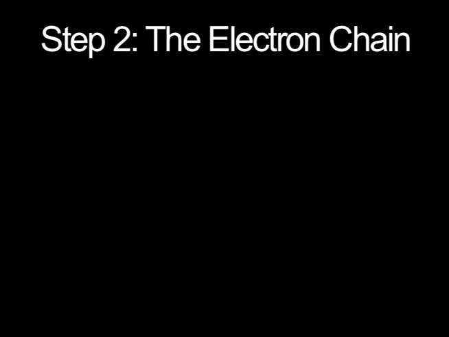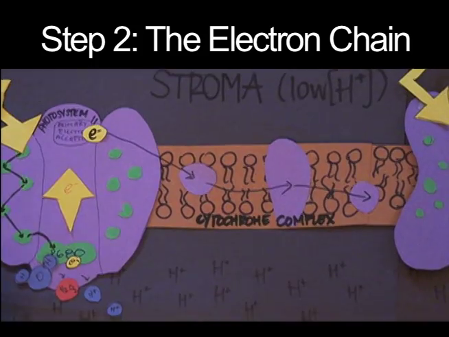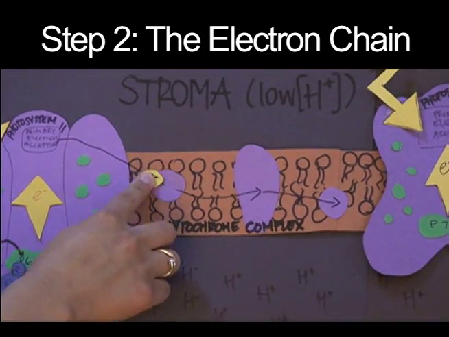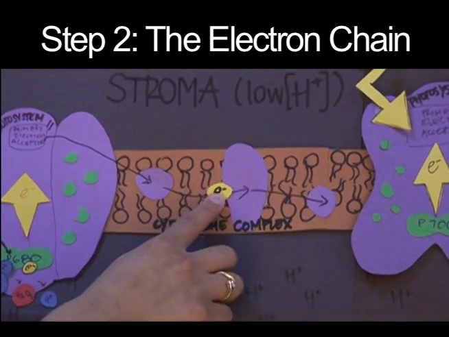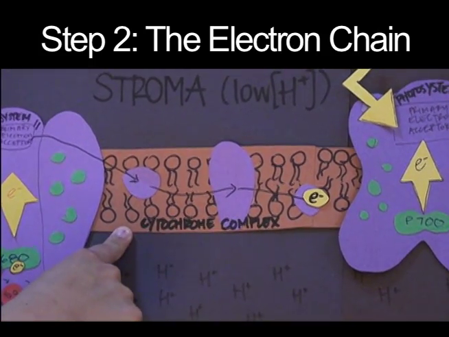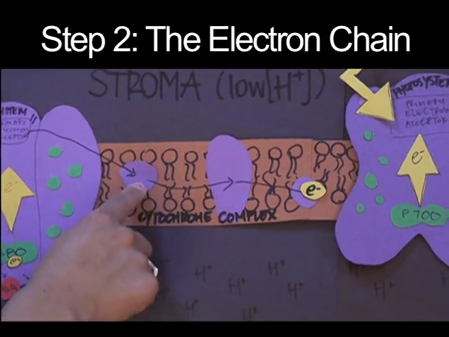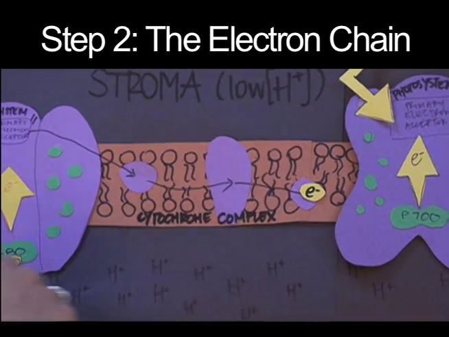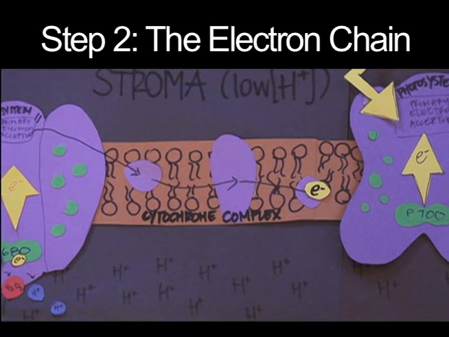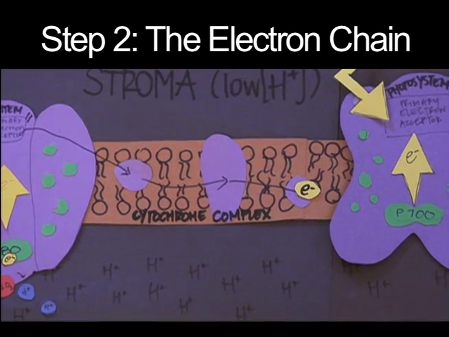Step 2. The electron chain. Each photoexcited electron passes from photosystem 2 to photosystem 1 via an electron transport chain. This is also located in the thylakoid membrane and is composed of several proteins. The exergonic fall of electrons provides energy for ATP synthesis via the mechanism of chemiosmosis, which we'll be talking about next.